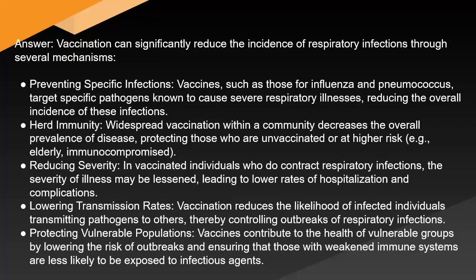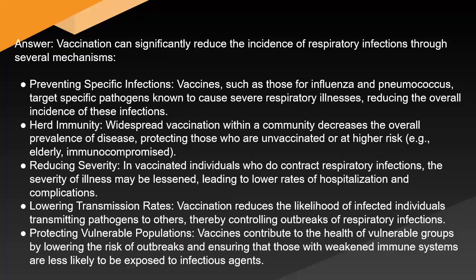Answer: Vaccination can significantly reduce the incidence of respiratory infections through several mechanisms. Preventing specific infections. Vaccines such as those for influenza and pneumococcus target specific pathogens known to cause severe respiratory illnesses, reducing the overall incidence of these infections. Herd immunity. Widespread vaccination within a community decreases the overall prevalence of disease, protecting those who are unvaccinated or at higher risk, such as the elderly and immunocompromised. Reducing severity.